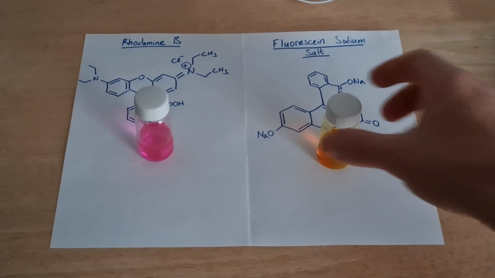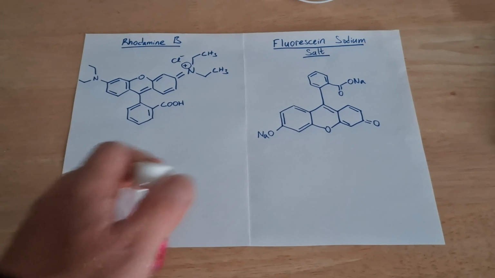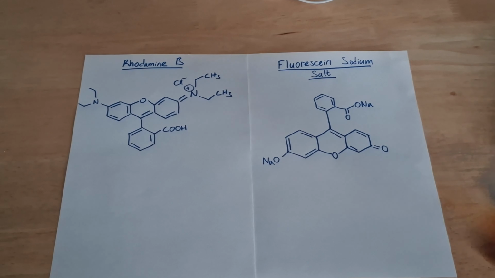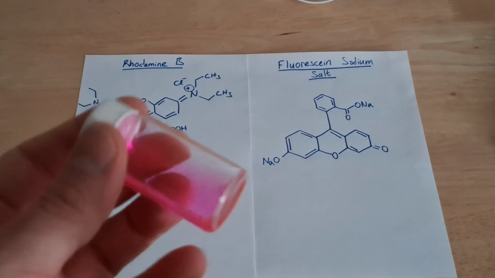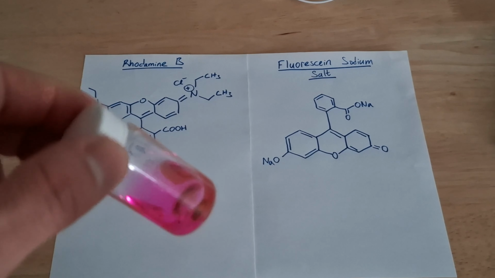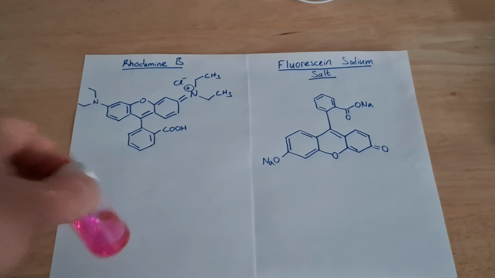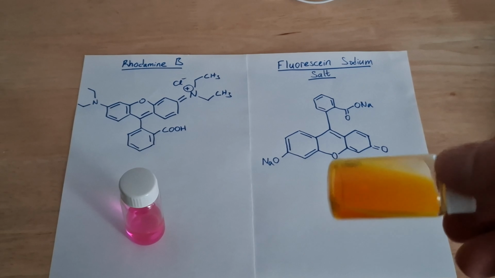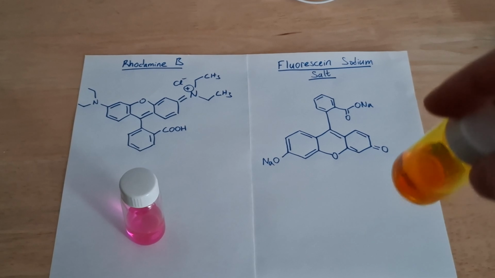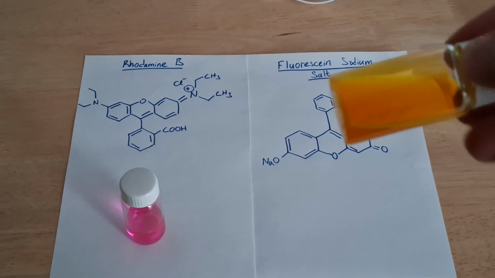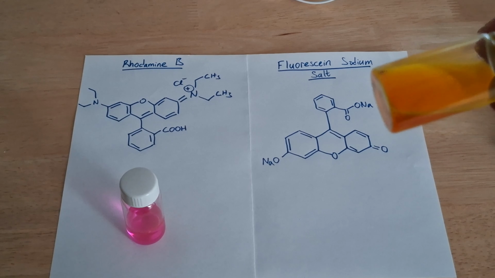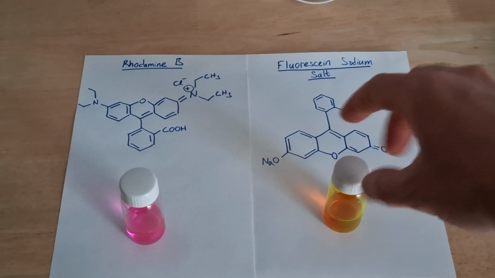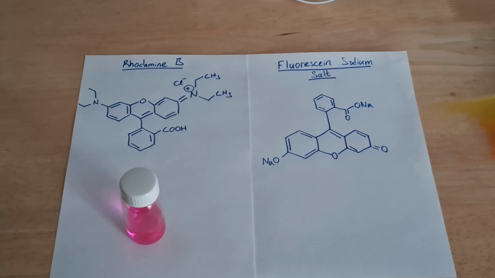Today I want to talk about two different molecules. One of them is Rhodamine B and the other is fluorescent sodium salt. Rhodamine B has a pink color, and this is just a water solution of the Rhodamine B, and the concentration is approximately 2 times 10 to the minus 5 molar. And this is the fluorescent sodium salt, and its concentration is about 10 to the minus 3 molar. So its concentration is a little bit higher, but the concentration is not very important.